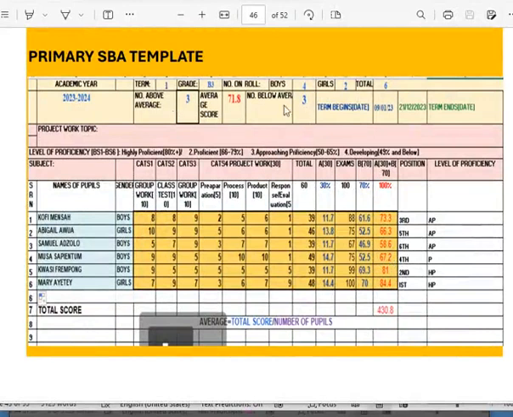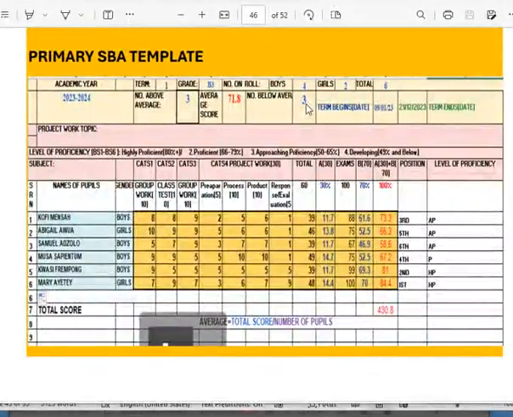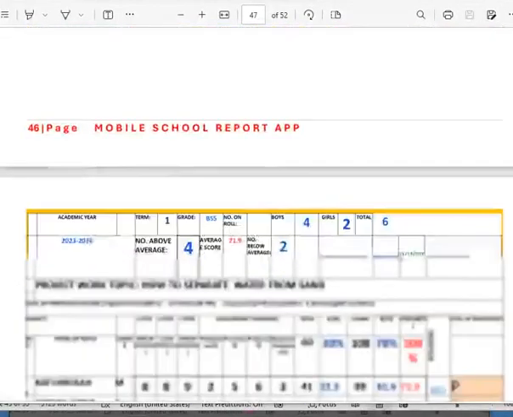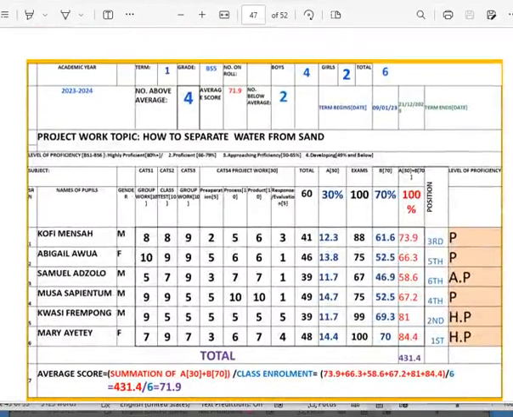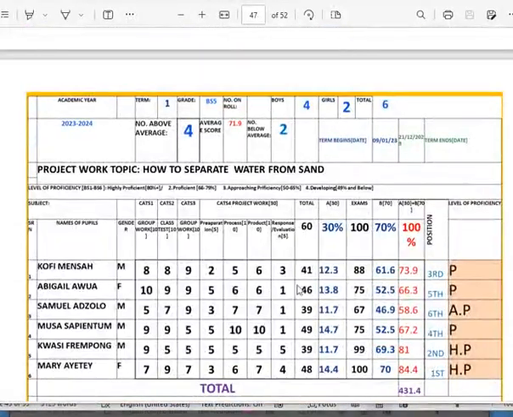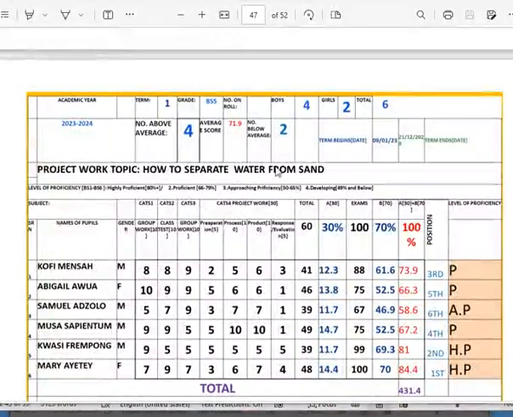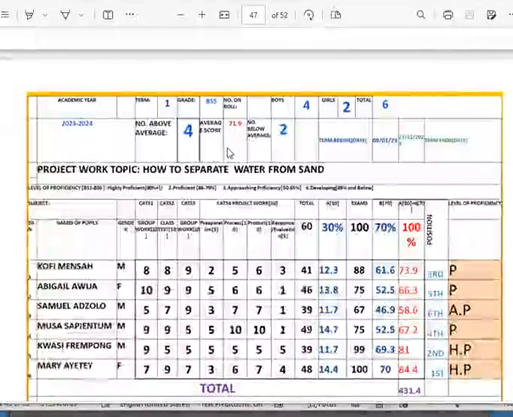So you have this information, you can input it on the template, and after that you input it on the mobile school report card. Ideally, if you have this information down here, it makes it easier for you to do correct entries. Then the next one is the GHS template. This is an example of a science related substrand, and the project work topic is how to separate water from sand. So clearly see how the template was prepared and utilized. All right.